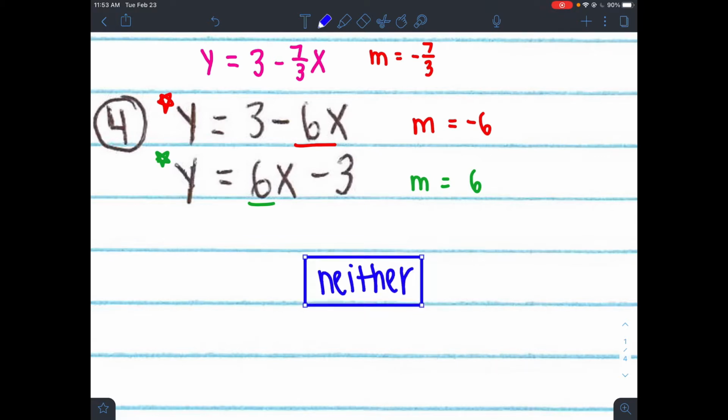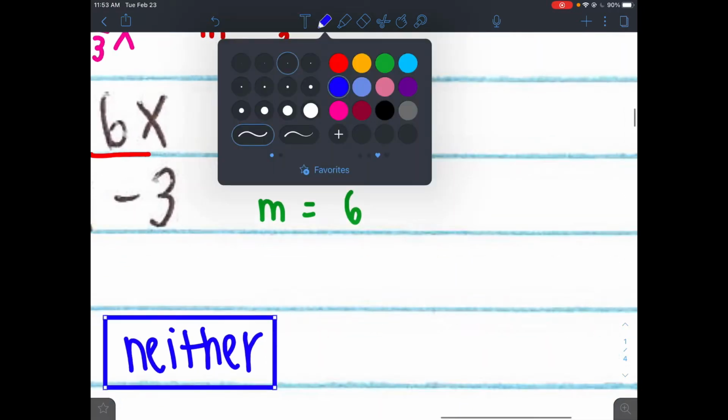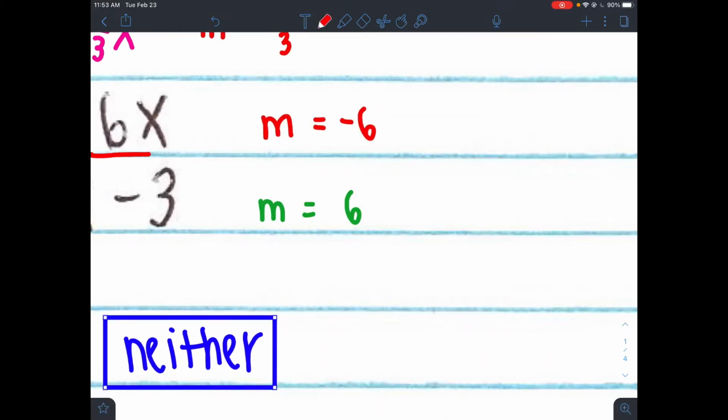And let me explain why they are neither. Okay, if I want a -6 to be perpendicular to something else, the slope of that new equation would have to be, well, if it's -6, the new slope has to be positive, and then you have to flip your fraction. Well, right now it's 6/1, so your new slope would have to be positive 1/6. And that is not what we have down here.